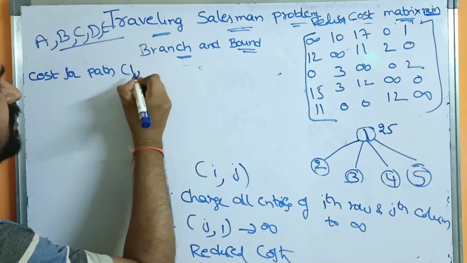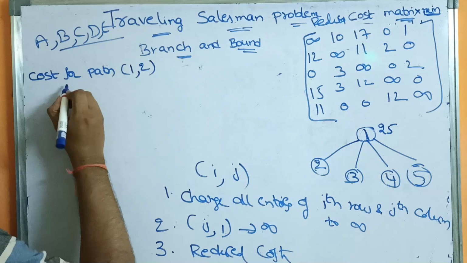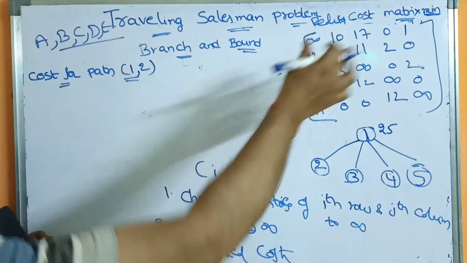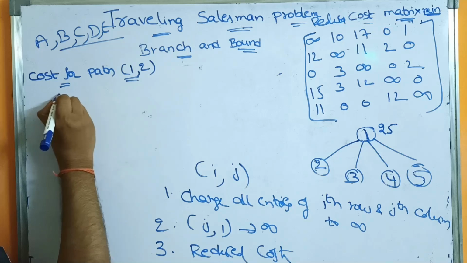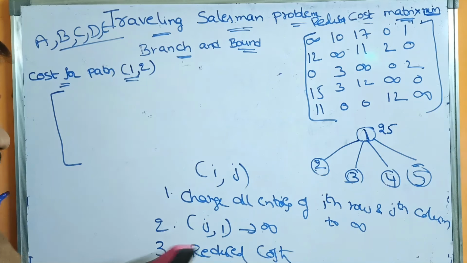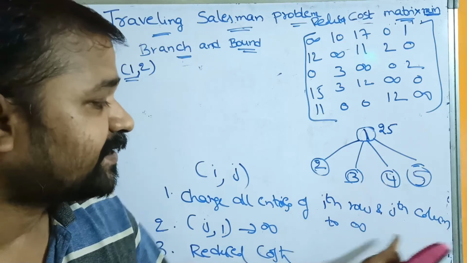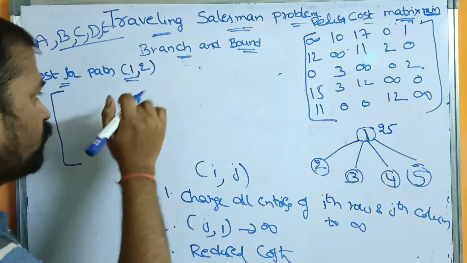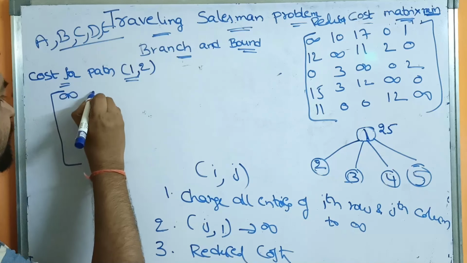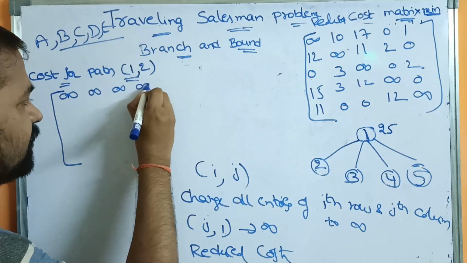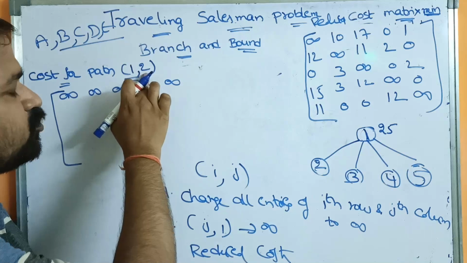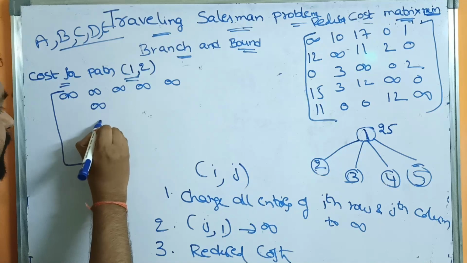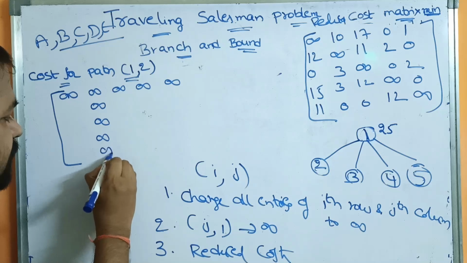So let us find out the cost for the path 1 comma 2. We have to perform the cost computation based upon this matrix. So what is the first step? Change all the entries of the ith row and jth column to infinity. Here ith row means first row, jth column means second column. So we have to make all the entries in the first row infinity, as well as all the entries of the second column infinity. This is the first step.